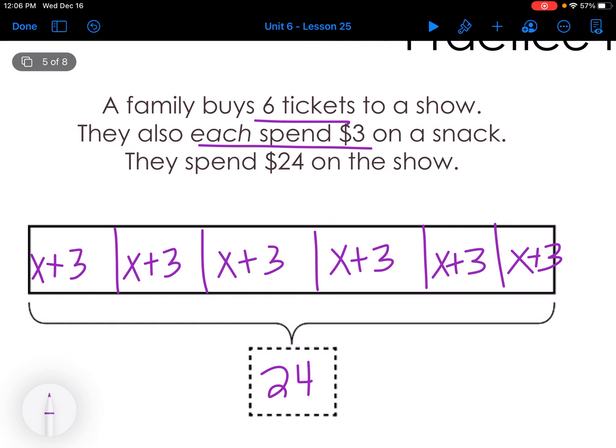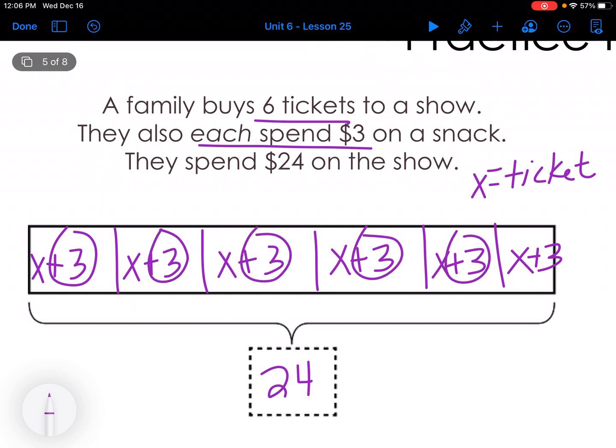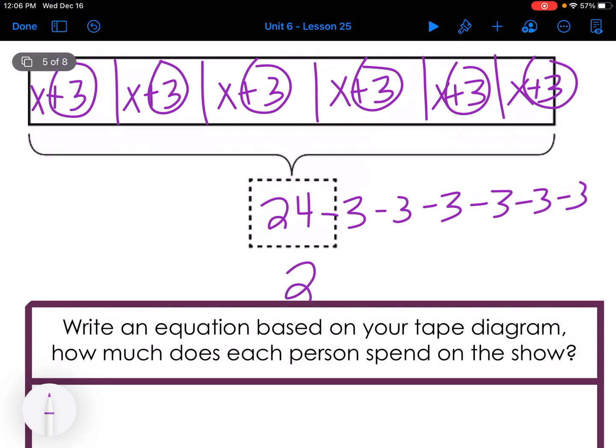So I know that each person bought a ticket, so the x represents the ticket, and the $3 represents the snack. And each one did it. That's how I know that I have groups, because each person did it, and they spent a total of 24. So that's 1, 2, 3, 4, 5, 6. So I have 6 groups of 3, which would be 18. So 24 minus 18 leaves me with 6.